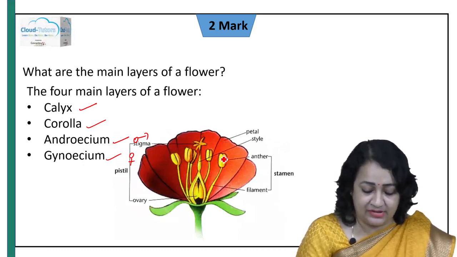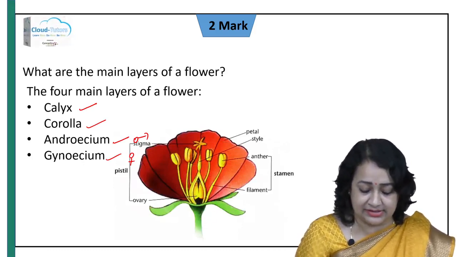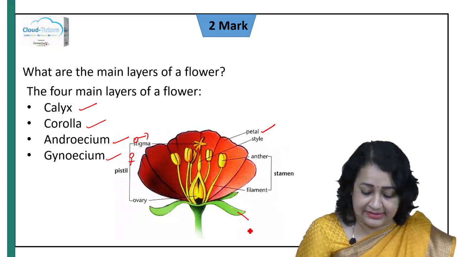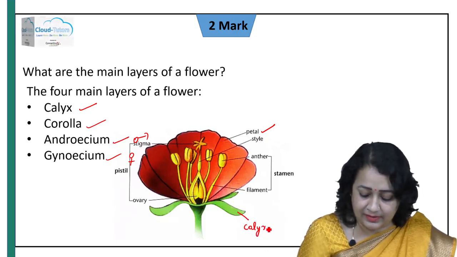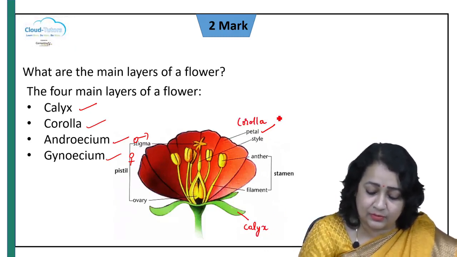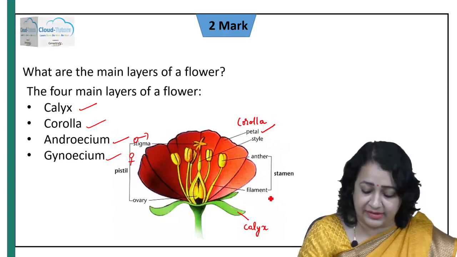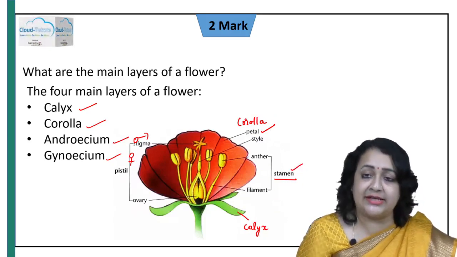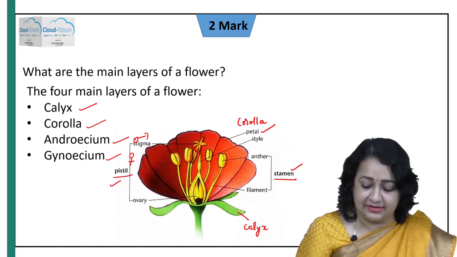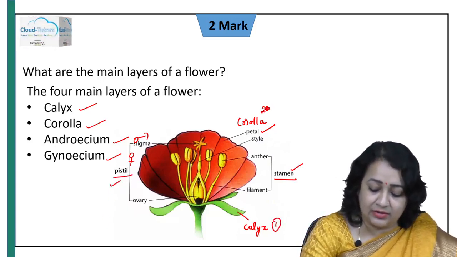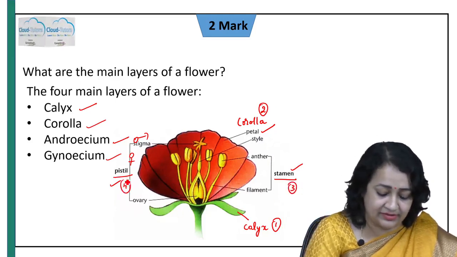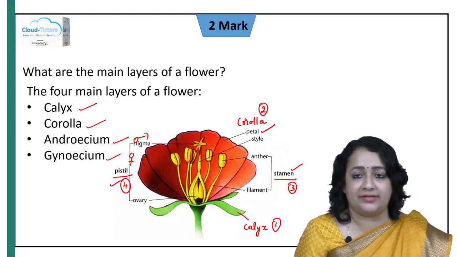So let us understand using this picture here. The 4 different whorls: we have the calyx here, and the petals, or you can say corolla. Then we have anther and filament forming the stamen, which is the next whorl. Then we have pistil or gynoecium, that is the other whorl. So 1, 2, 3 and 4. These are the 4 whorls of a flower.